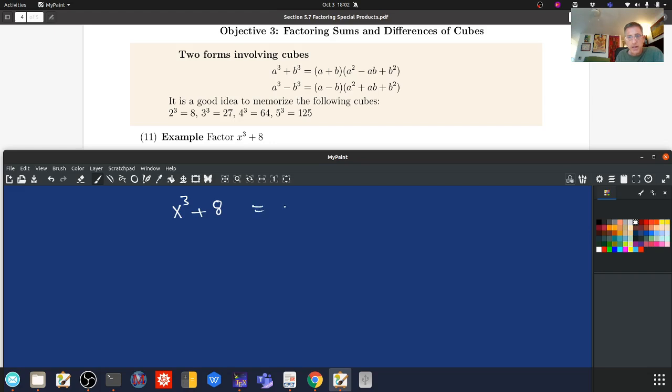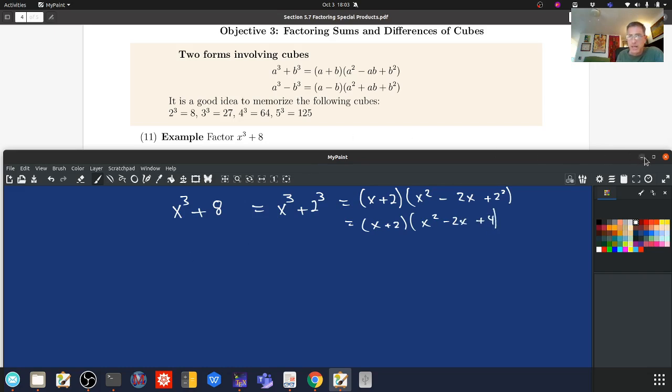So we're going to rewrite this as x cubed plus 2 cubed. So there I have a sum of 2 cubes. So its factorization is x plus 2 times x squared minus 2x plus 2 squared, which is equal to x plus 2 times x squared minus 2x plus 4.